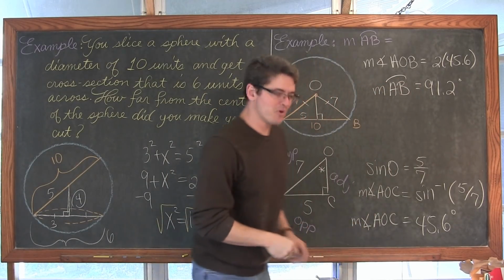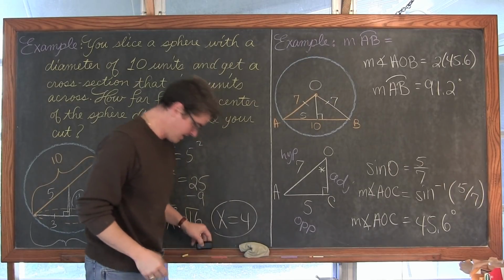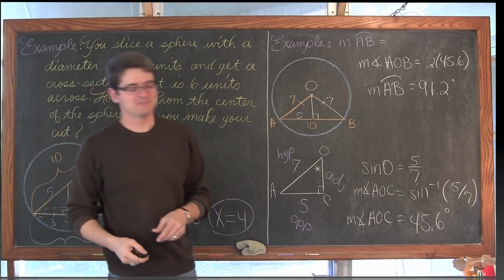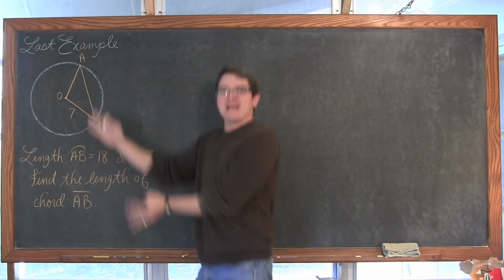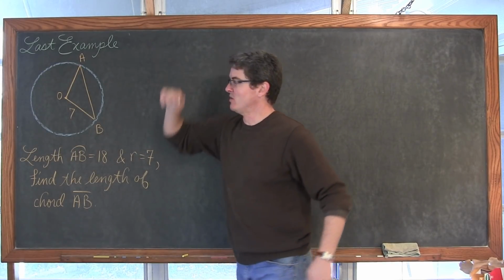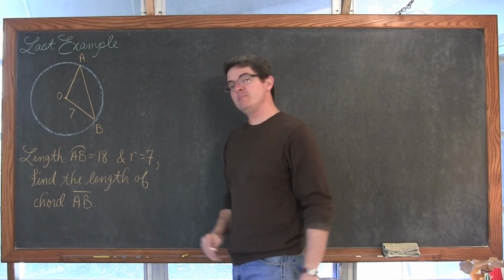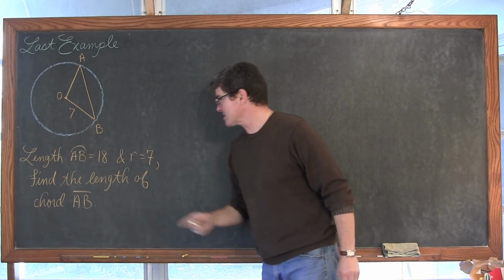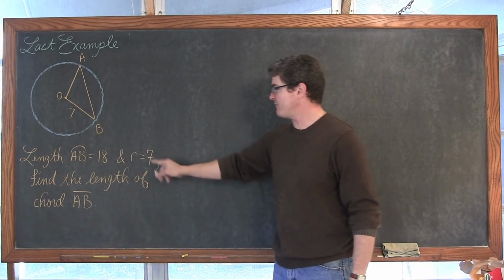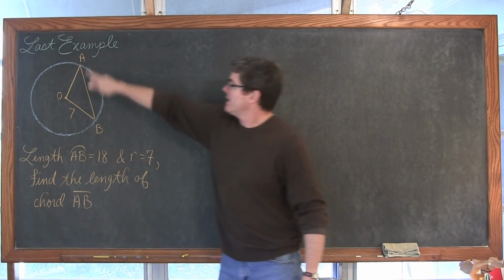And I just got one more example to go. And another broken piece of chalk. Oh well. Last example. We got a circle, has a radius of 7. The length of arc AB is equal to 18 units, and again the radius is equal to 7. Find the length of chord AB.